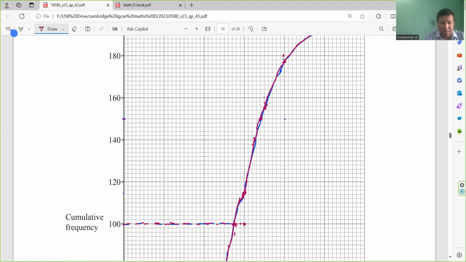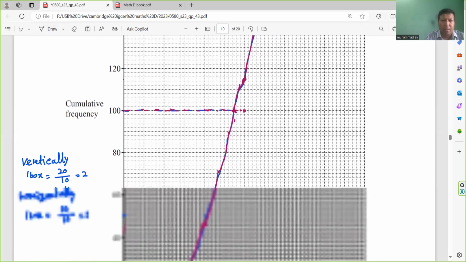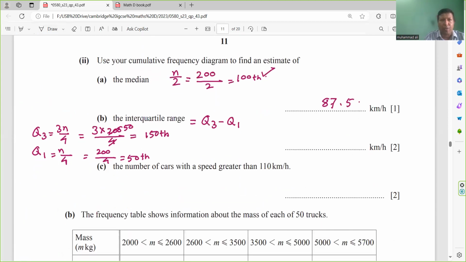Corresponding value here, this is 94. Why 94? This is 100, 99, 98, 97, 96, 95, 94. So the upper quartile, that means Q3 is 94. We have to write here 94.